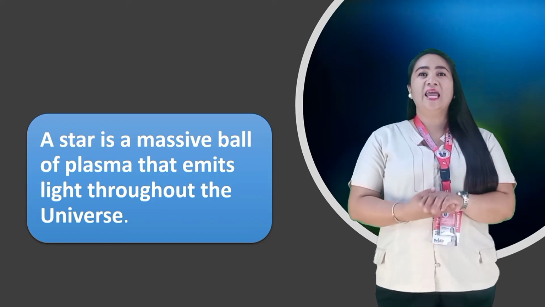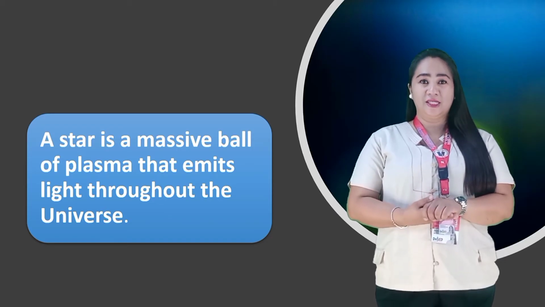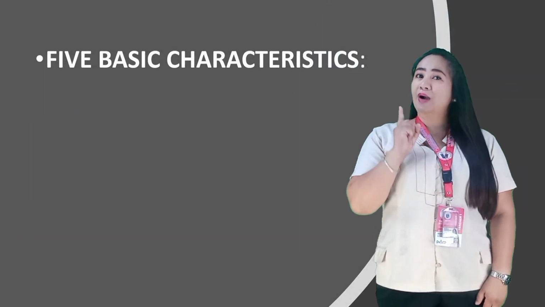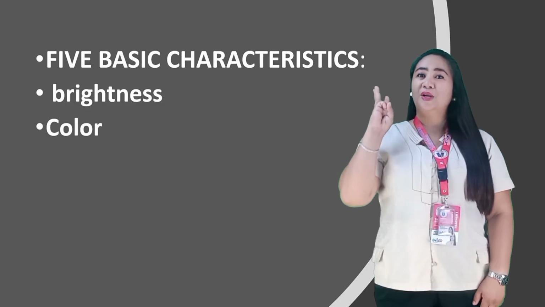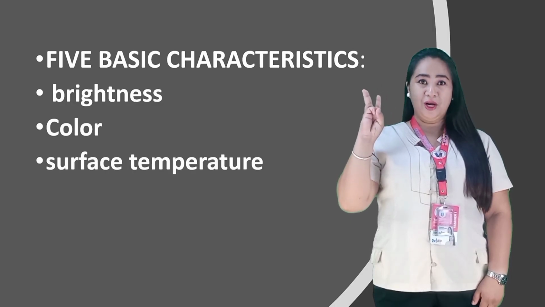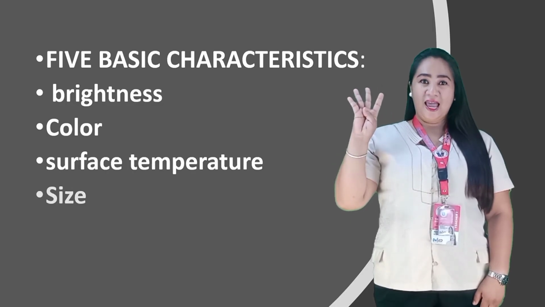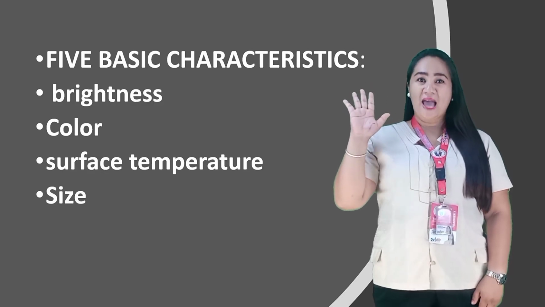A star can be defined by basic characteristics. Number 1, brightness. Number 2, color. Number 3, surface temperature. Number 4, size. And number 5, mass.